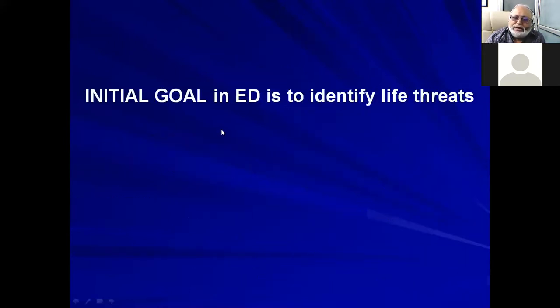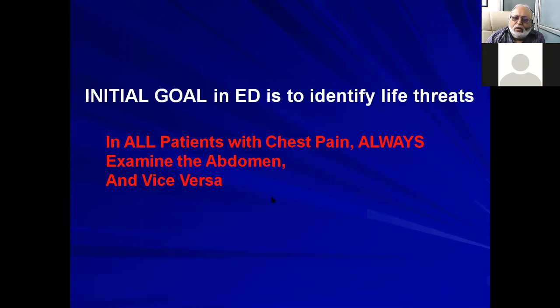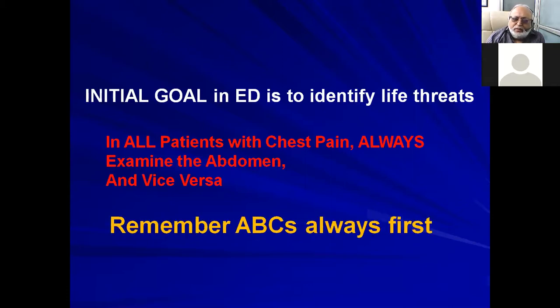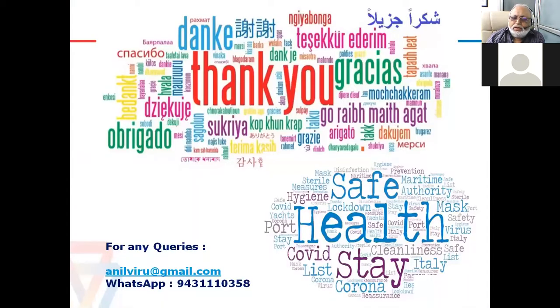So, friends, the initial goal in emergency is to identify life threats. In all patients with chest pain, always examine the abdomen. And in all patients with abdominal pain, always examine the chest. Remember, airway, breathing, circulation always come first. Thank you for the patient hearing, and I'm open to questions now.